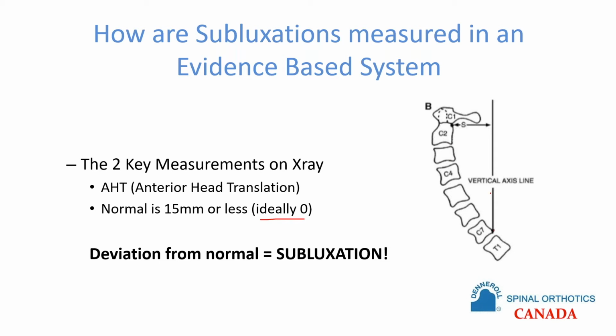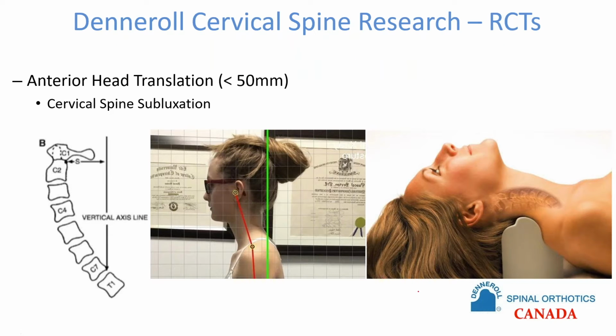So in a perfect world, C2 sits directly over C7 and we got that nice C-shaped arc. But when we looked at that literature, so 400 plus x-rays of patients that had very normal necks, no symptoms whatsoever, no degeneration, healthy looking x-rays, up to 15 millimeters was acceptable or considered normal. So 15 millimeters or less is what we're trying to target. And in a perfect world, we're trying to get them to 0. So anything above 15 millimeters, that's a valid measurement of subluxation on x-ray. We want to reduce it. And the Denneroll is a tool, like you can see over here. It's a valid tool to be able to reduce that curve in the neck, okay?